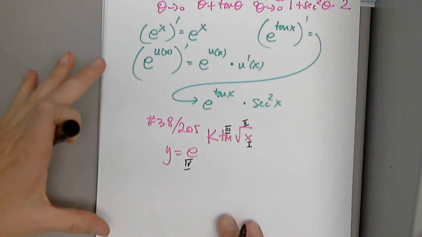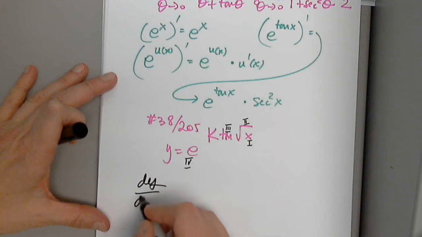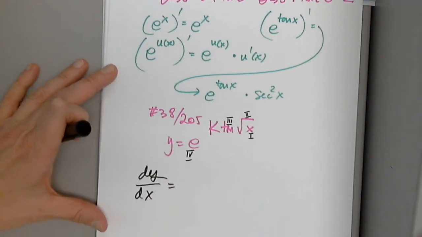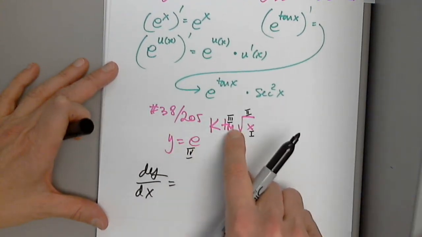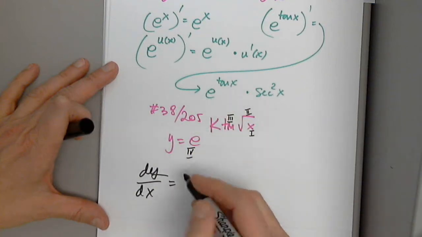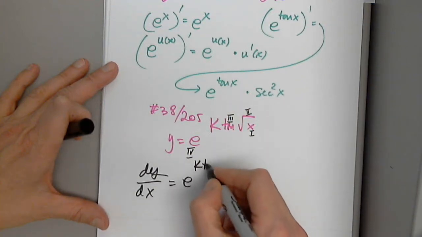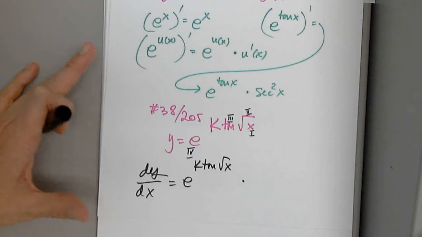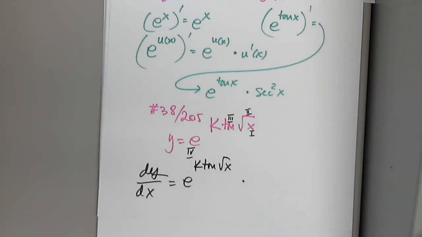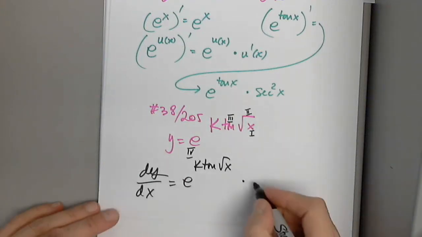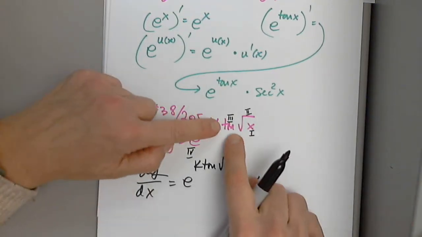So when we differentiate and we get dy over dx, we have to start with the outer function, e to this, but e to a function prime is e to that function, times. Now I have to differentiate this. This is the second level. Constant stays outside. And I have to differentiate tangent.